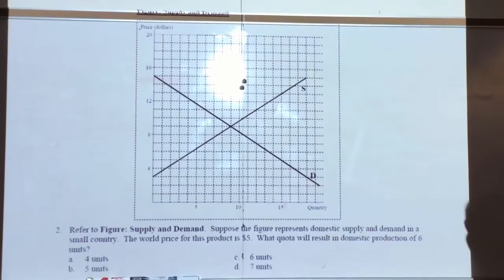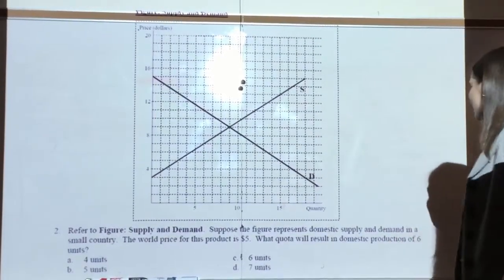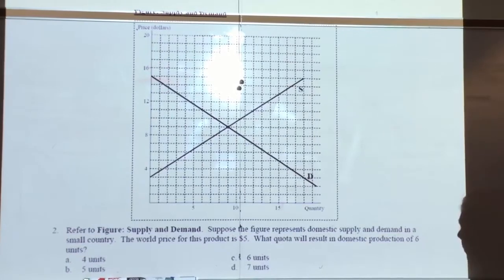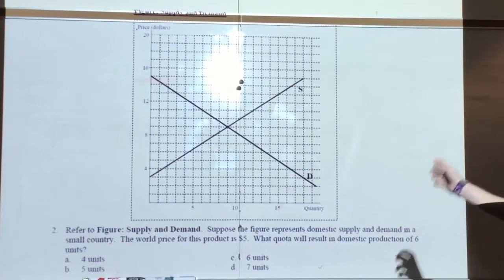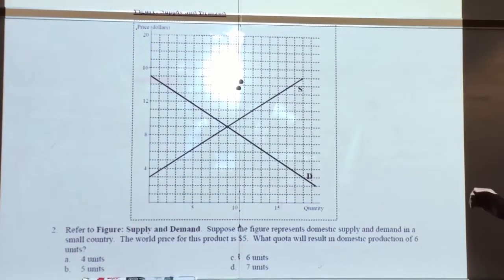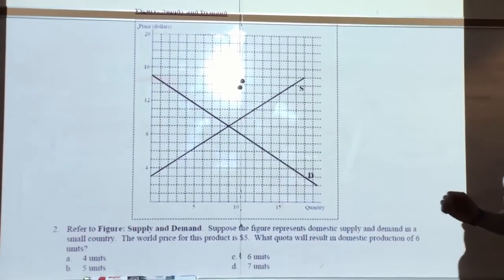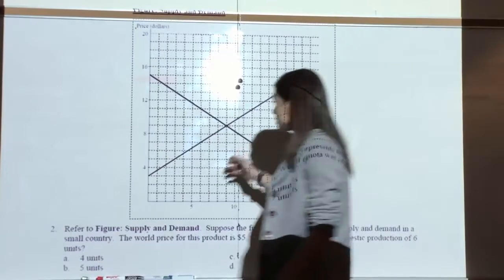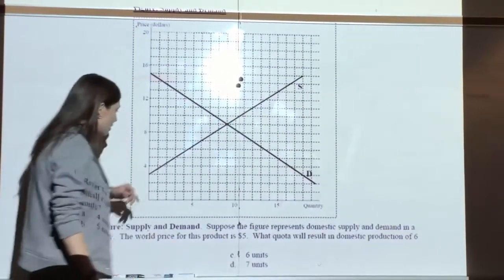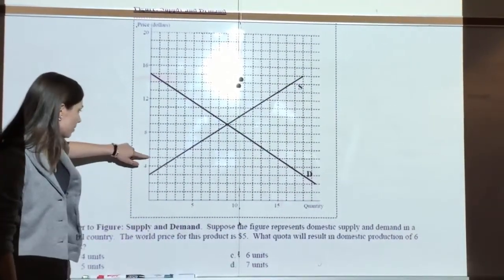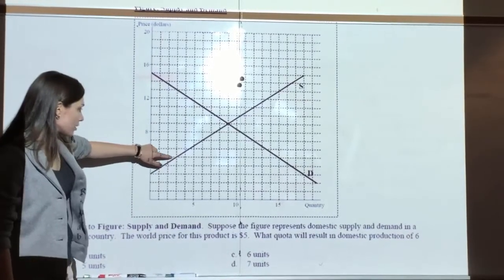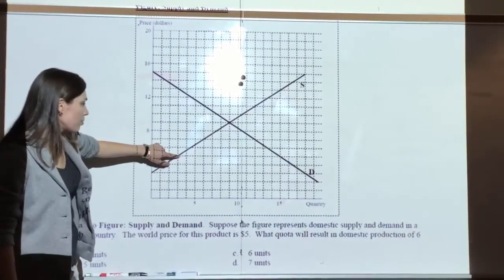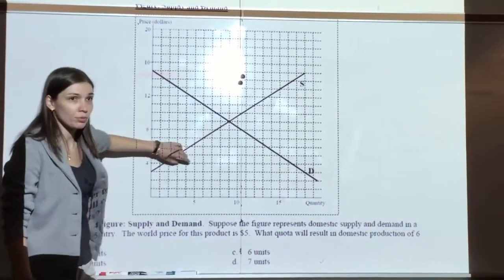All right. Suppose the figure represents domestic supply and demand in a small country. The world price is 5. What quota will result in domestic production of 6 units? So whenever we have a quota, basically the world price is 5. So first we start by supplying by domestic supply. At some point we have imports, we start importing.